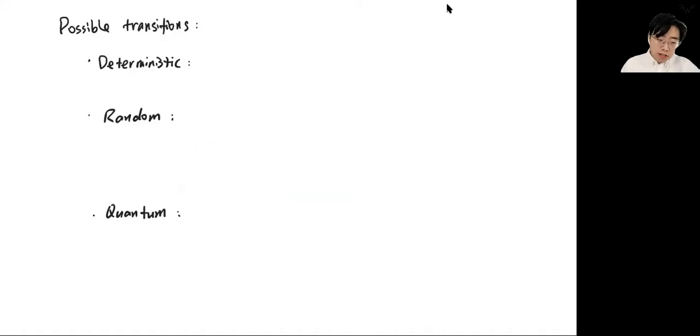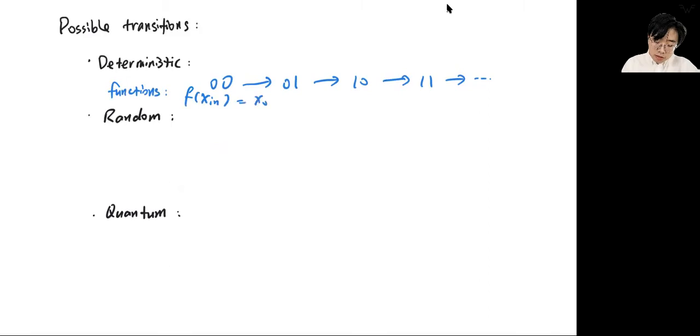For deterministic transitions, you start with 00, flip the second bit and it becomes 01, and then maybe later on it becomes 11, and so on. Transitions in this context are just functions that map the input bits to some output bits, okay?